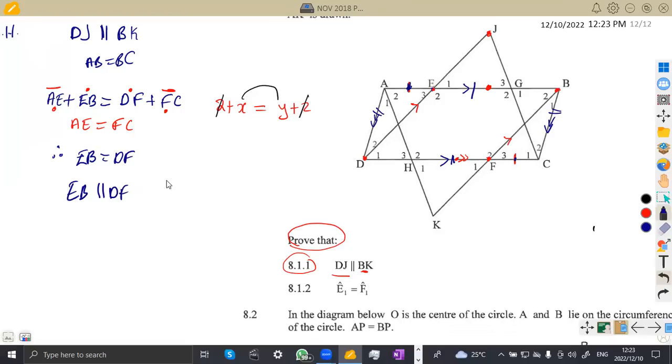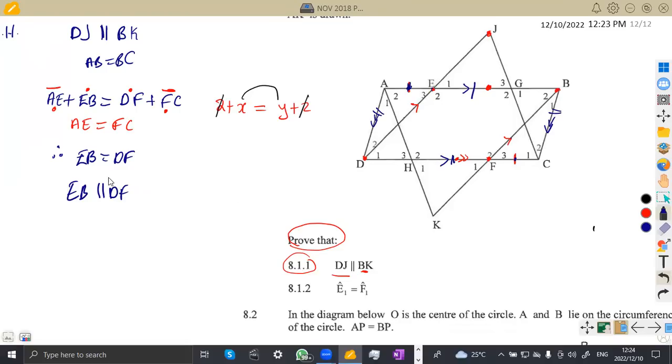So what is the concept? That's because this is part of a parallelogram. Remember, BF is a parallelogram. So these two sides are already parallel. So these two sides are going to be also parallel. So it's also opposite sides of a parallelogram. They will be parallel to each other.